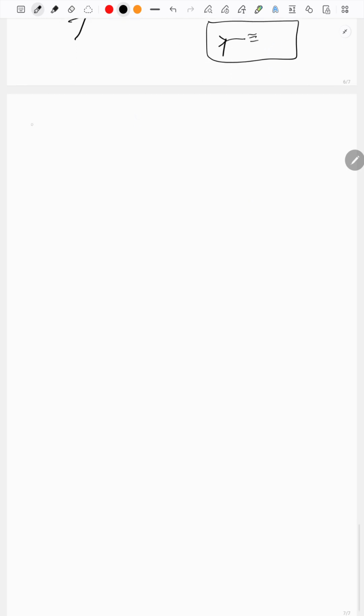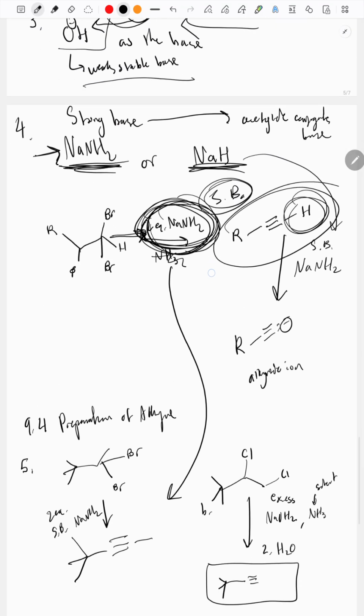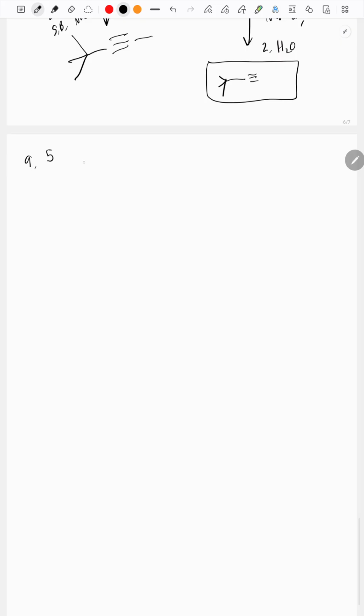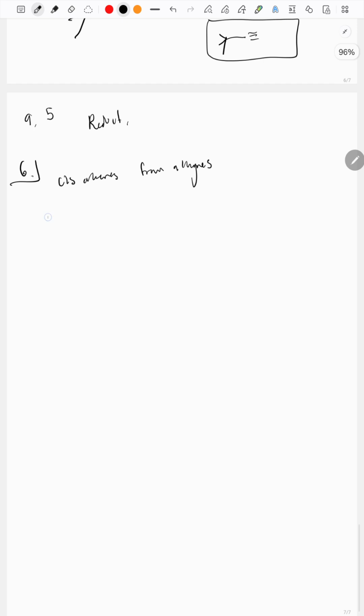Point number 6, part 9.4 and 9.5 is reduction of alkynes. Now, this is point number 6. How do we form cis alkenes from alkynes? Well, cis alkenes can be made using molecular hydrogen and Lindlar's catalyst.